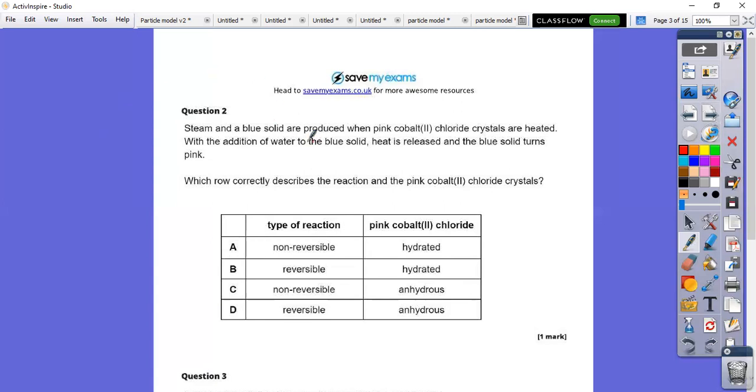Okay, so it says steam and a blue solid are produced when pink cobalt 2 chloride crystals are heated. With the addition of water to the blue solid, heat is released and the blue solid turns pink. So it is reversible. It is indeed.